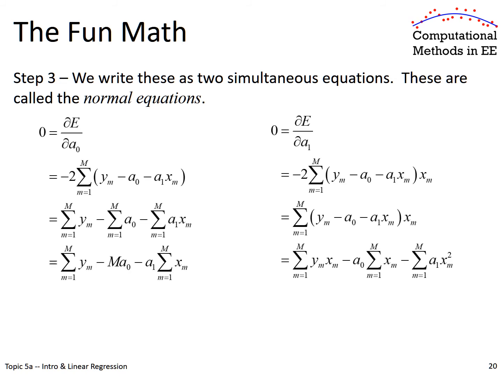So we now have 2 equations and 2 unknowns. This is solvable. These 2 equations, before we solve them, are called the normal equations. When we solve them, we will then be able to calculate a naught and a1 that minimizes that error term e.